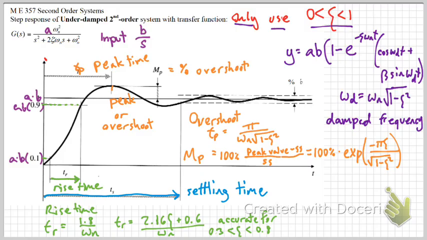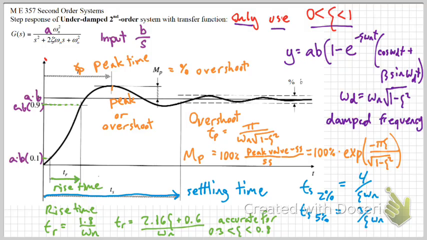And now our settling time is going to be based off of what percent we want to go to. If we want a 2% settling time, so when we're within plus or minus 2% of our steady state, that's going to be 4 over zeta omega n. If we want a settling time of 5%, that's going to be 3 over zeta omega n.